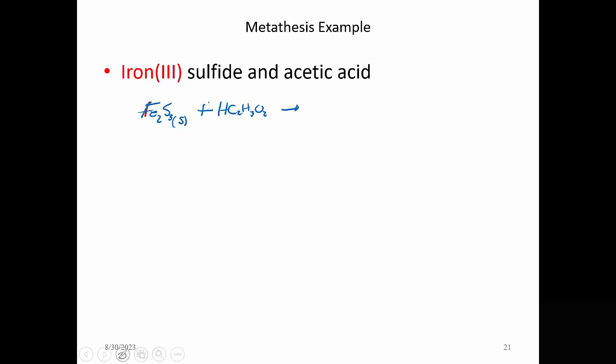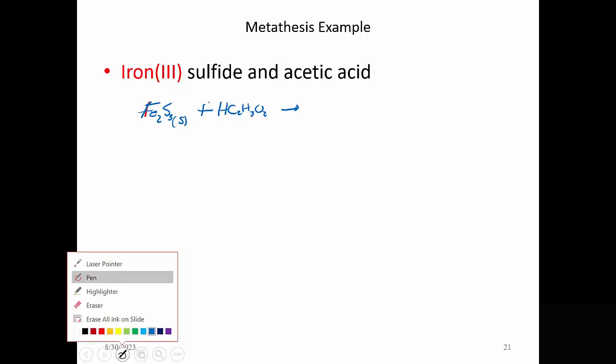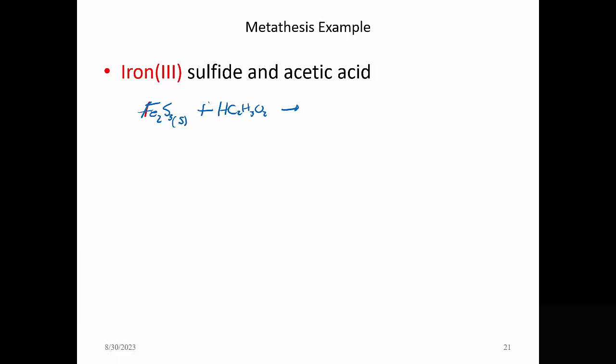Now, the pattern that you can see here is it's going to be an AB plus a CD type pattern. This is labeled a double replacement pattern. And so what we do here is, I like to just swap the anions. So rather than having an AB, I'm going to make an AD. And rather than having a CD, I'm going to make a CB. So I just swap the anions.